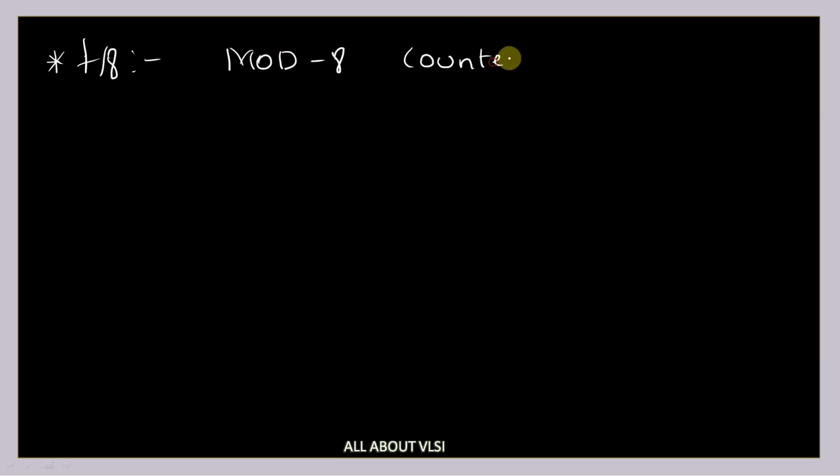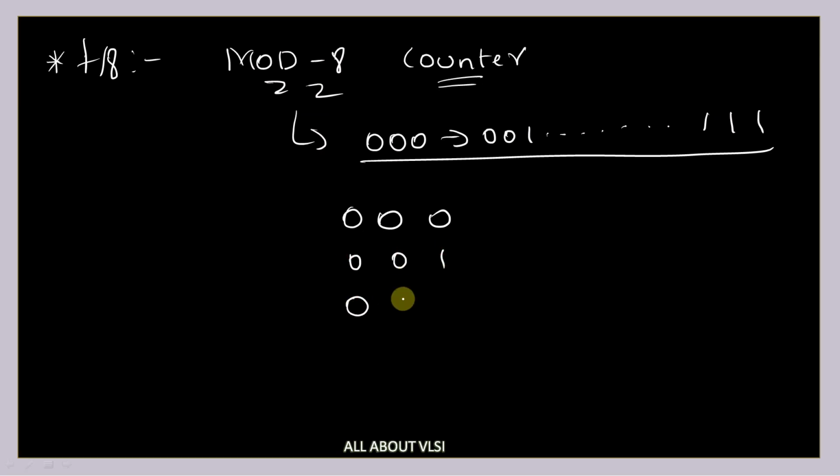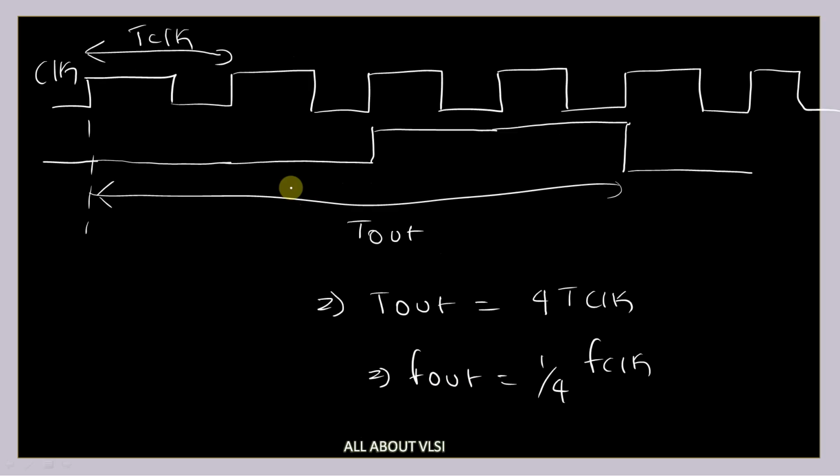I am going to consider a mod 8 counter where the counting sequence will be 000, 001, 010, 011, 100, and so on to 111. If I consider this MSB bit, then here I am going to get a frequency division by 8. During digital design, when we were discussing counters also, I've shown you. Now, we need to implement this with our Verilog coding.